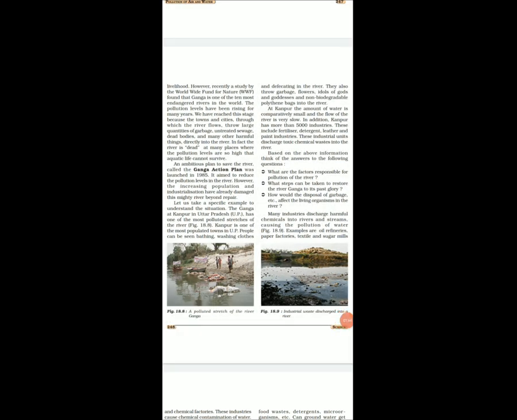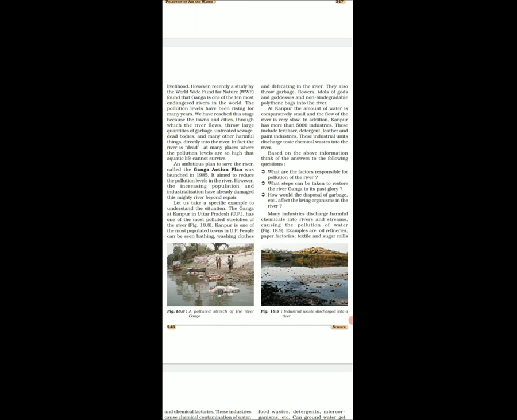An ambitious plan to save the river, called the Ganga Action Plan, was launched in 1985. It aimed to reduce the pollution level in the river. However, the increasing pollution and intrusions have already damaged this mighty river beyond repair. Let us take a specific example to understand the situation.